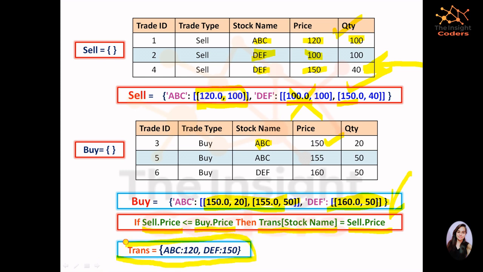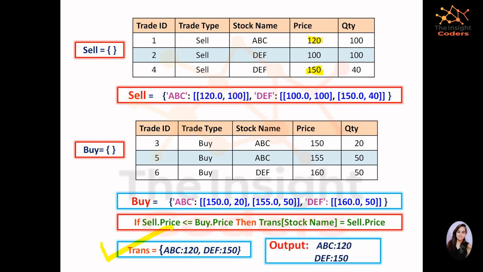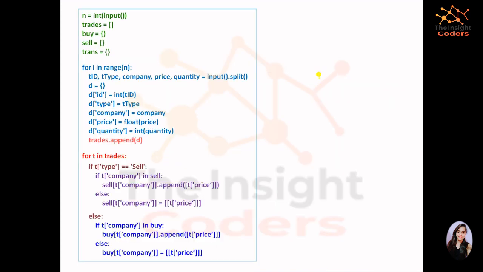The selling price was 120, and the selling price for DEF was 150. I just told you, the last value. So this is the reason why we are taking this transaction, right? And this is the final output. We have to print it in this format: the stock name, then a semicolon, and then after that the selling price. DEF semicolon the latest selling price, right? Okay, let's show you. This was the logic. Let's see how to implement it in Python.